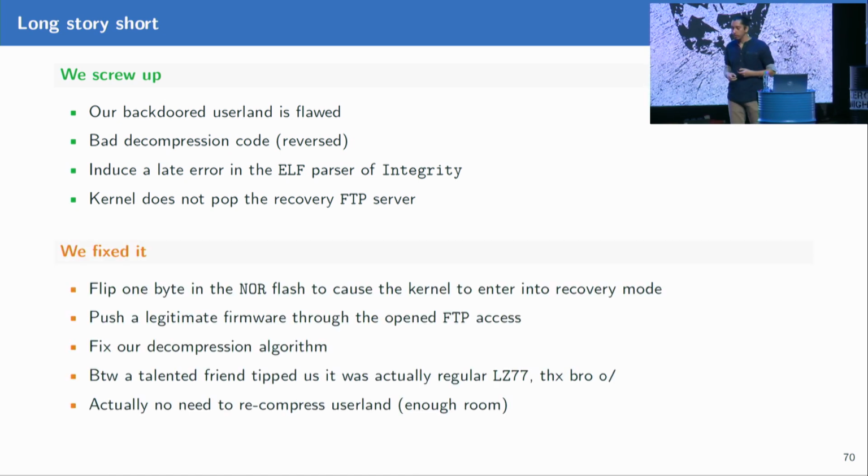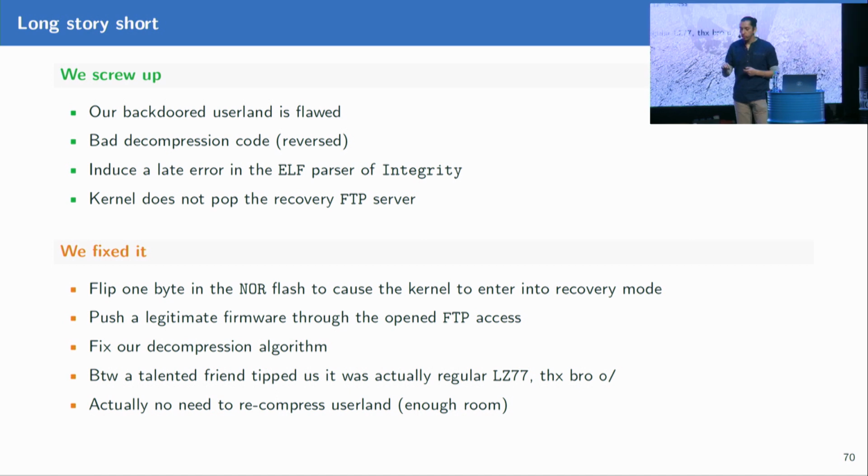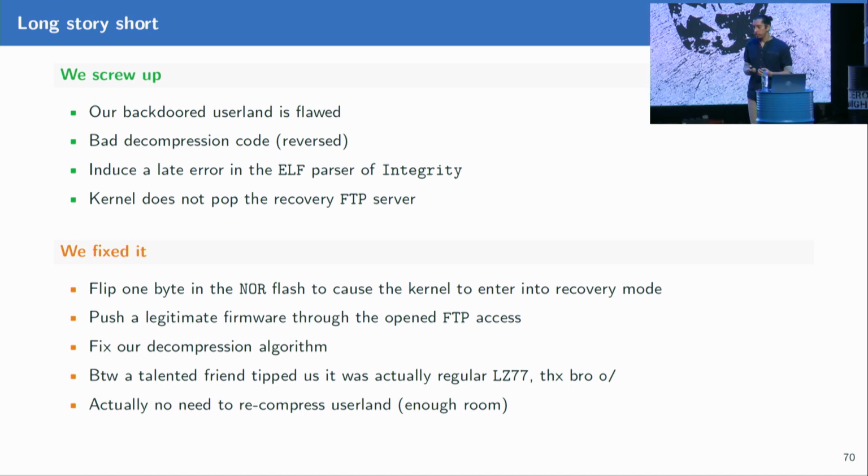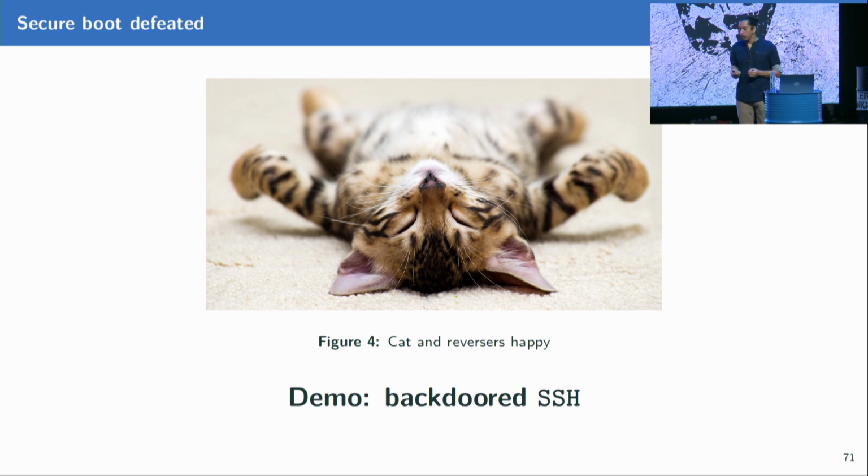So we fixed everything. We flipped 1 byte by directly writing in the NOR flash memory to force the kernel to enter into recovery mode, pushed a legitimate firmware to restore a sane state, and then we fixed our decompression algorithm, which at the end was only LZ77. And also at the end we discovered that we don't need to recompress or use a backdoored userland, because we have enough room in the firmware to leave it uncompressed. So now we will show you a demo where we have a backdoored firmware. If we can switch to the video. Yep.